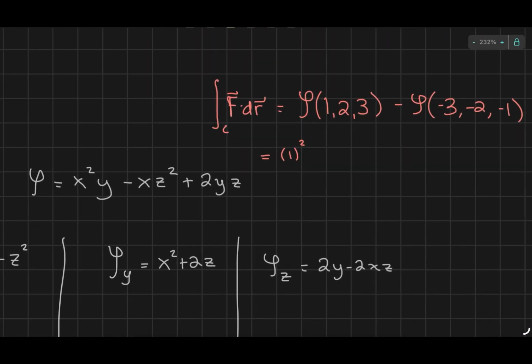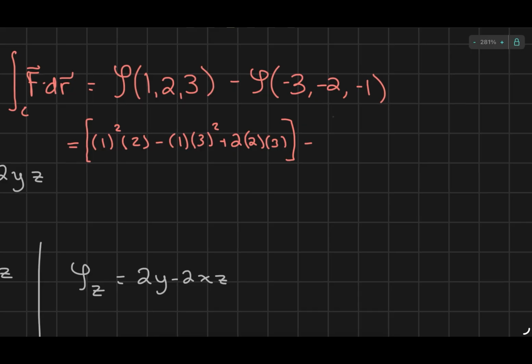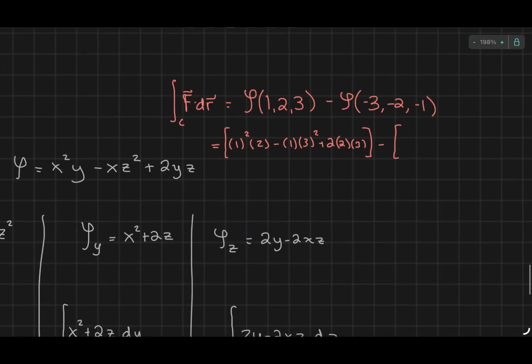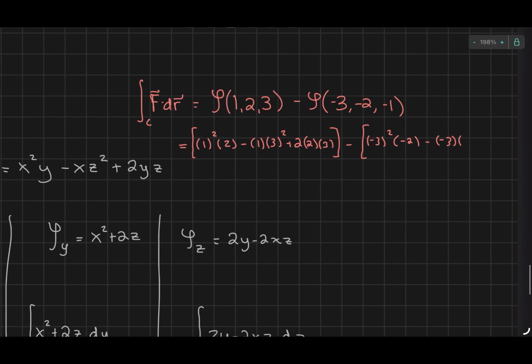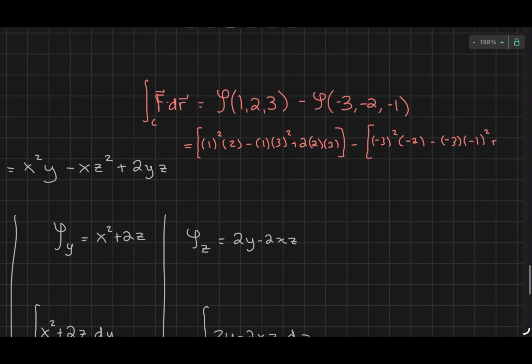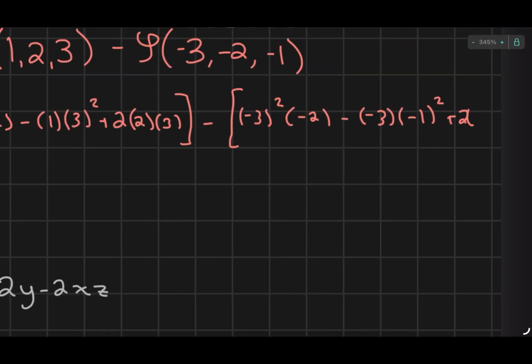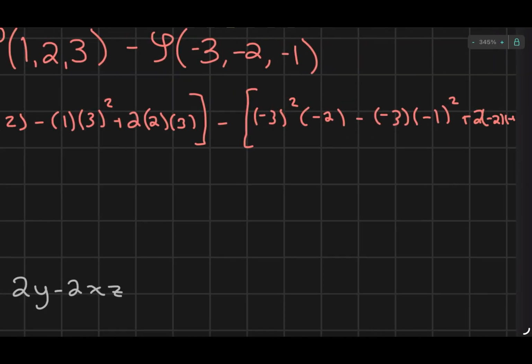We're going to have 1 squared times 2 minus 1 times 3 squared plus 2 times 2 times 3, minus negative 3 squared times negative 2 minus negative 3 times negative 1 squared plus 2 times negative 2 times negative 1. Oh, come on, fit in there.